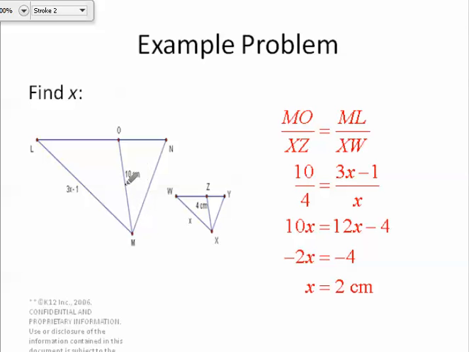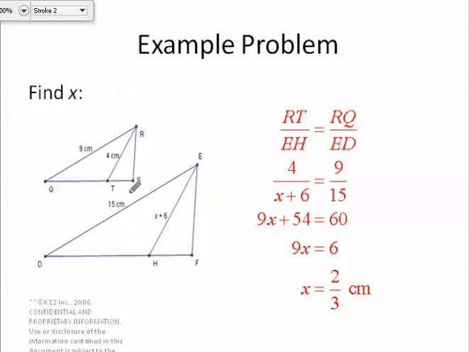Okay? Here you've got another one. You know the bisector length is 10 on this one and the other one is 14. So you can say 10 divided by 4 is equal to 3x minus 1 divided by x. Means and extremes, 10x equals 12x minus 4. Subtract the 12x, you get minus 2x is equal to minus 4. Divided by the negative 2, x is equal to 2. Woo-hoo.